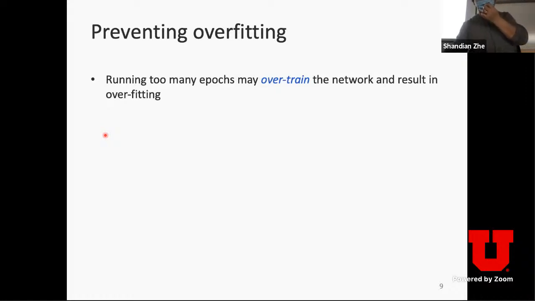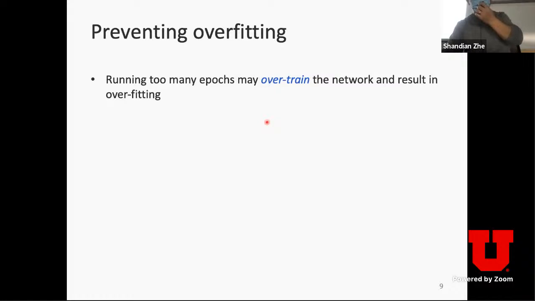So what kind of training practice would lead to overfitting? You usually don't want to run too many epochs. If you run too many epochs, they may overtrain the network. This is a very interesting observation in neural networks: if your neural network is large enough and you fit it to some training set and just keep training, you see that the training error keeps decreasing, even until zero. So the problem is, do you really want to stop only when the training error becomes zero?